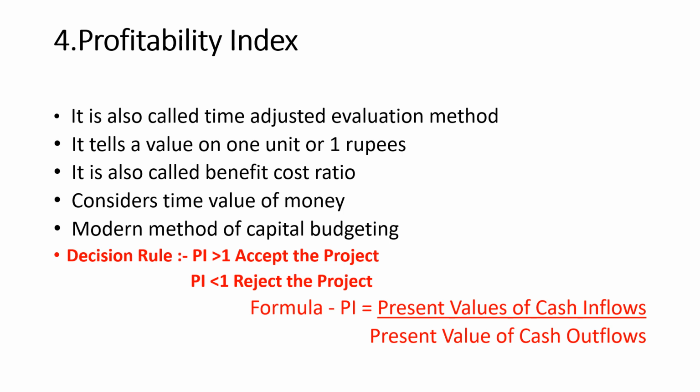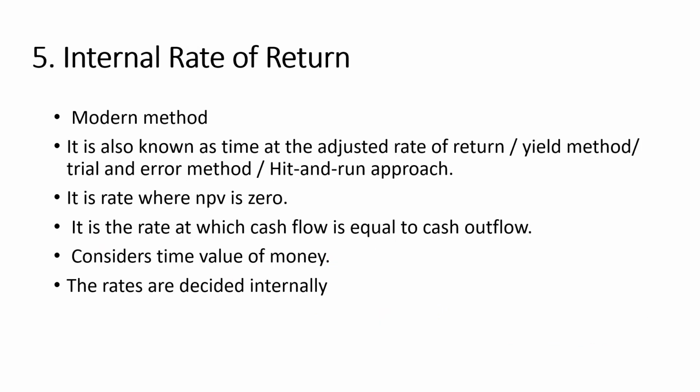Then modern method of capital budgeting. These are the points related to profitability index. Then what will be the decision rule? In case of profitability index, if the profitability index is greater than 1, we will accept the project, and if the profitability index is less than 1, we will reject the project. The formula for determining the profitability index is present value of cash inflow divided by present value of cash outflow. Okay, the present value of inflow divided by cash outflow. This is the formula for calculating the profitability index.